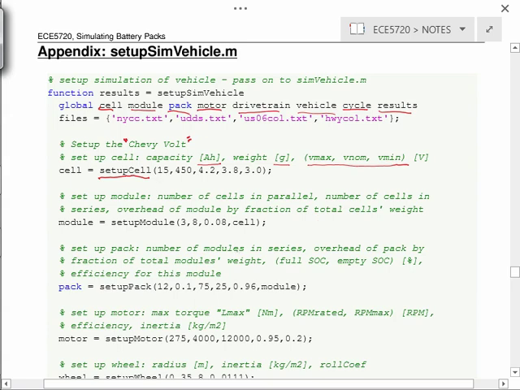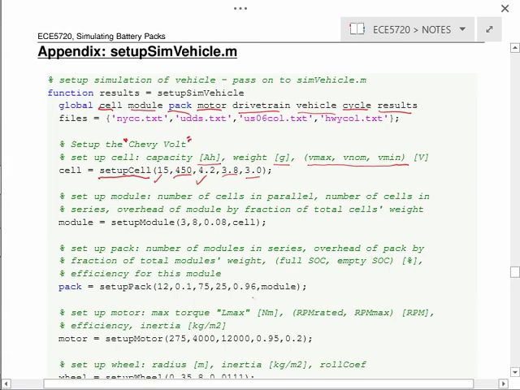So the Chevy Volt uses a battery cell. It's about 15 ampere hours, about 450 grams. 4.2 volts is max, 3.8 is nominal, and 3.0 is minimum voltage of this cell. All of that information gets passed in the procedure. The procedure sets up the data structure and returns the thing called cell.